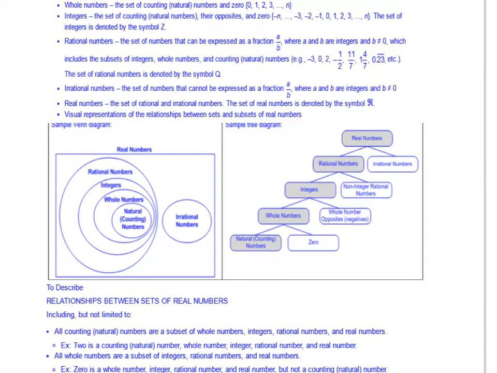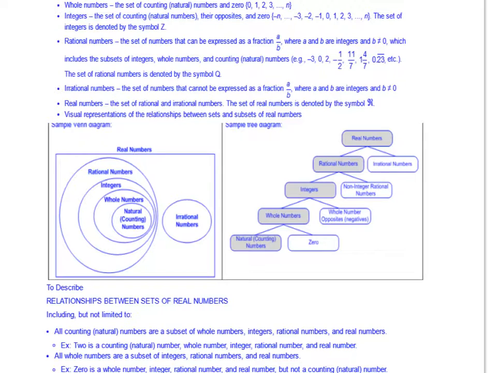So let me explain how this goes. Natural numbers are whole numbers, but they are also rational numbers. Natural numbers are also integers. Whole numbers are integers, but they're also rational. Integers are also rational, and all of these are considered real numbers. Now, the other set of numbers, irrational numbers, is not a part of this number set at all, but they are real numbers.